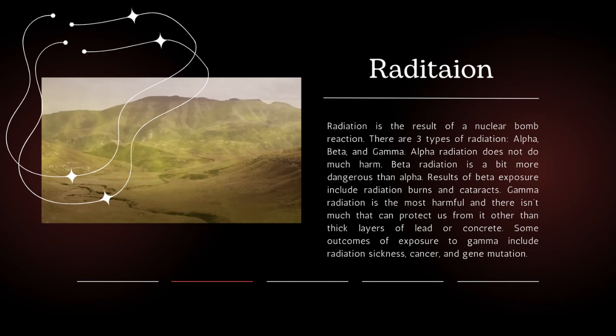Gamma radiation, however, is the most harmful, and there isn't much that can protect us from it other than thick layers of lead or concrete. Some outcomes of exposure to gamma include radiation sickness, cancer, and even gene mutation.